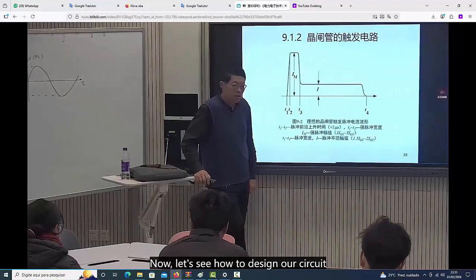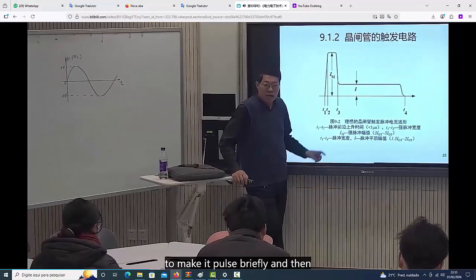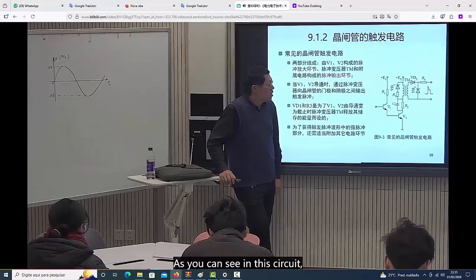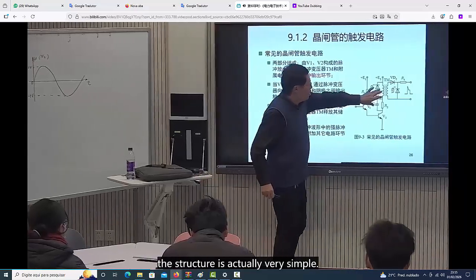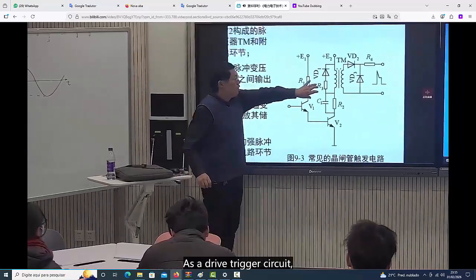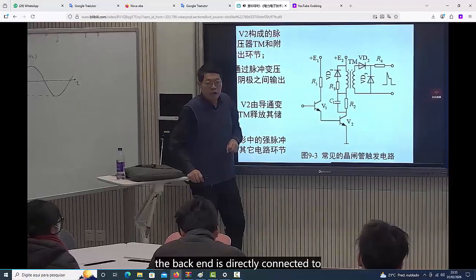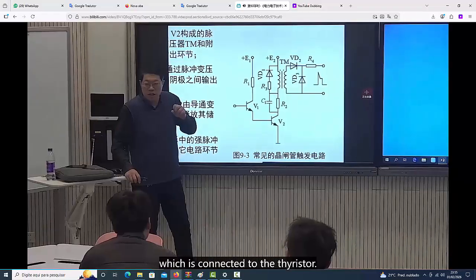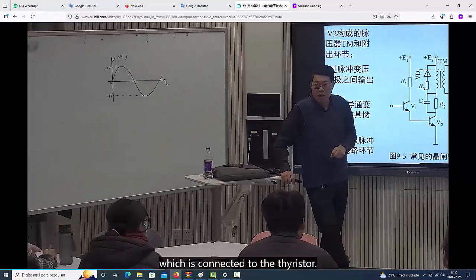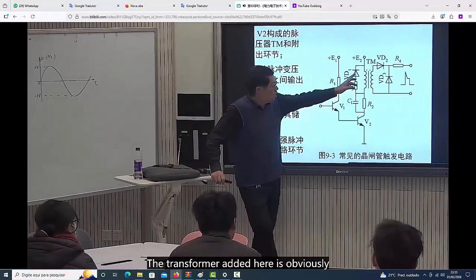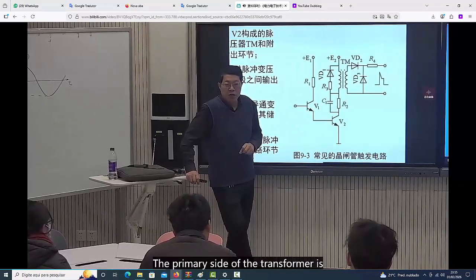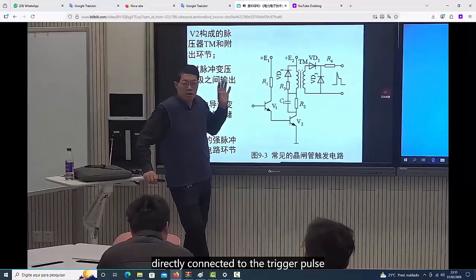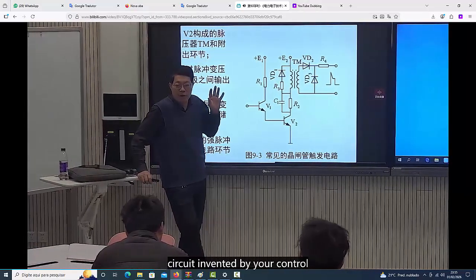Now, let's see how to design our circuit to make it pulse briefly and then smoothly. As you can see in this circuit, the structure is actually very simple. As a drive trigger circuit, the back end is directly connected to the MOSFET and SPI, which is connected to the thyristor. The transformer added here is obviously for isolation. The primary side of the transformer is directly connected to the trigger pulse circuit invented by your control circuit.